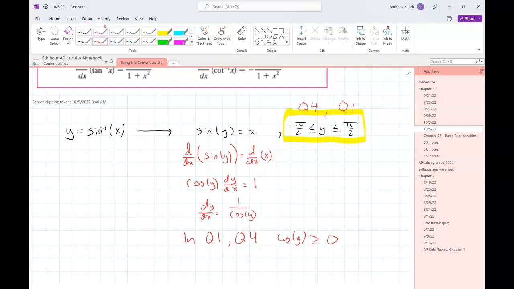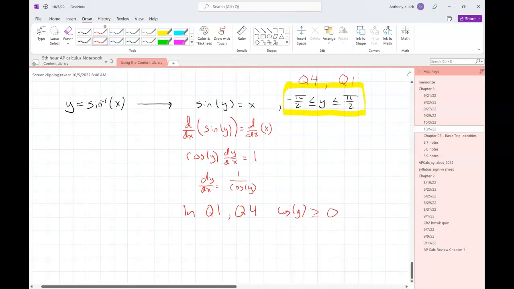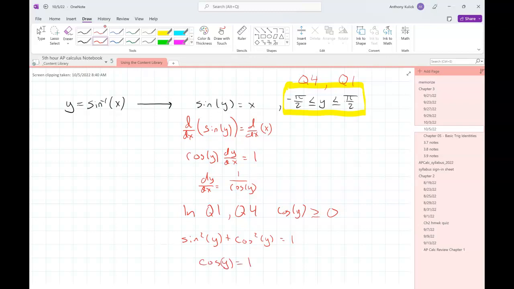This is a proof, right? Correct. So, why do I need that? Well, remember that sine squared plus cosine squared is equal to 1. I can then say cosine is equal to plus or minus the square root of 1 minus sine squared.